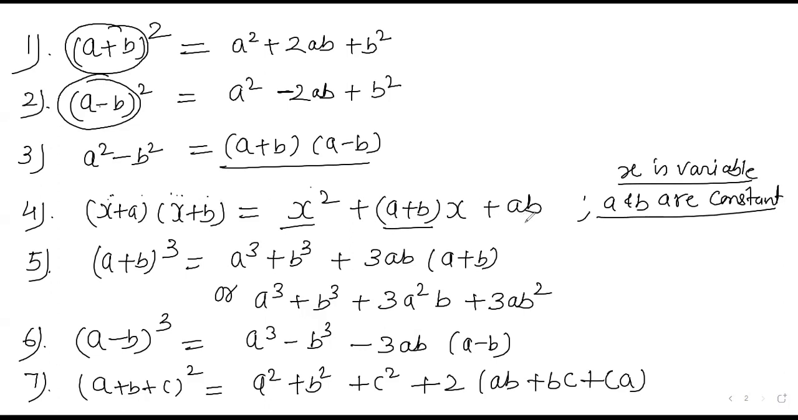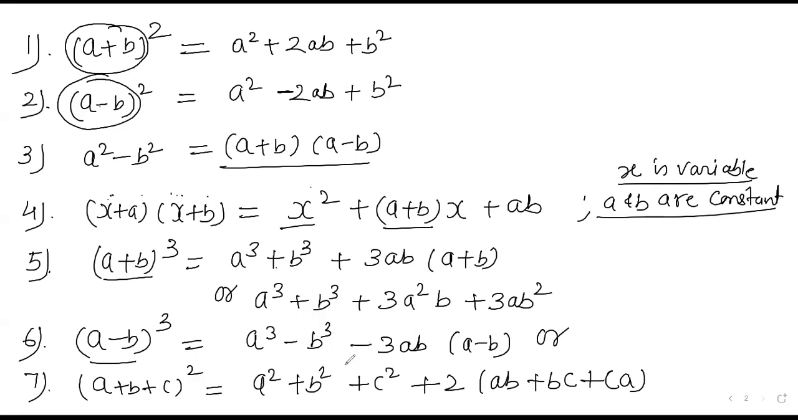And in the third term, a constant is multiplied. Now here, (a plus b) whole cube and (a minus b) whole cube. Here you will learn any one of these. a cube plus b cube plus 3ab(a plus b). And because of this minus sign, everywhere there will be a minus sign.